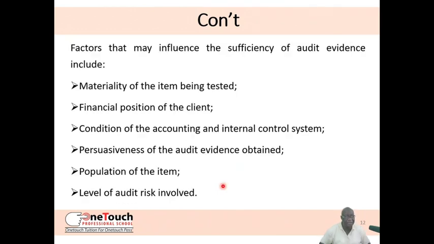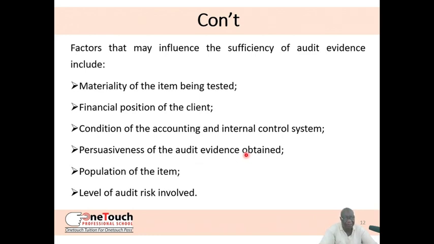Factors that may influence the sufficiency of audit evidence include what? Materiality of the items being tested. And I told you from the previous lessons that when they say materiality, we have two types of materiality, quantitative and qualitative. And then we have the level, what you call performance. We have overall materiality and then performance materiality.